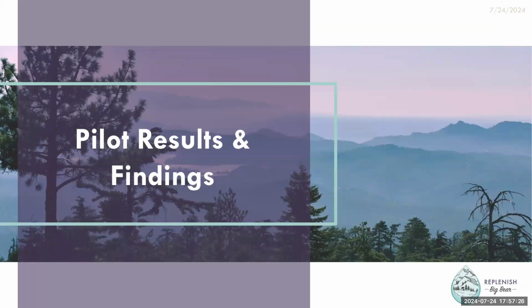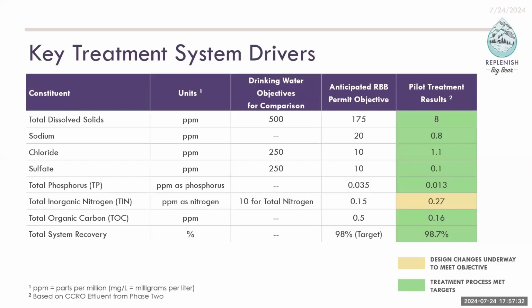So to revisit the pilot results, we presented that first slide, and now we'll present some key findings. We'll revisit those drivers and results, and then look at some of the water quality monitoring results and what that means for future design efforts. Again, this is the slide we went over earlier, just highlighting that TIN is the only one we didn't meet. We'll talk in a moment about how we're going to tackle that and what's already underway.